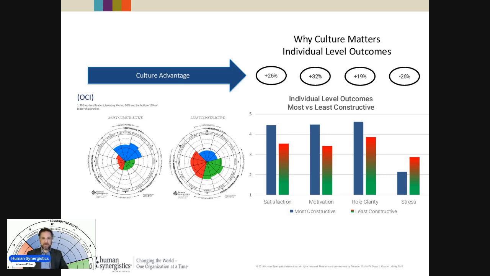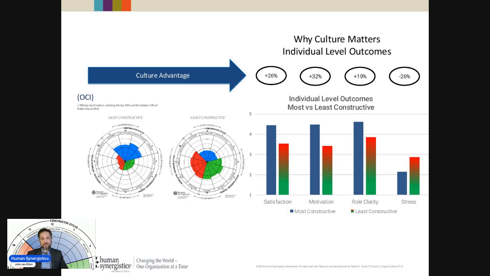So Human Synergistics, of course, researches and develops instruments to measure psychological and behavioral patterns in people, teams, and organizations. And our OCI, Organizational Culture Inventory, is the most widely used instrument to assess organizational culture in the world and has been for over 40 years.